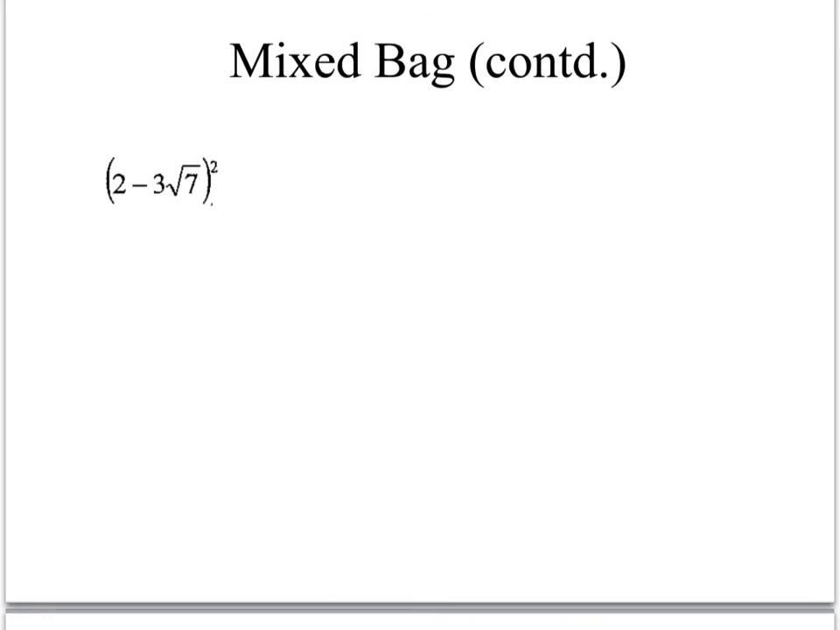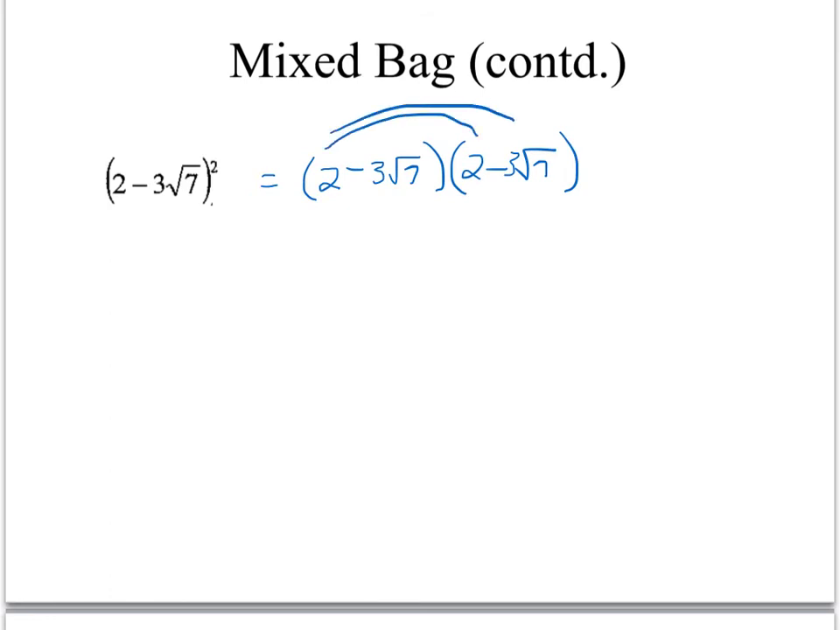Again, if you understand what the squared sign means, then this isn't that bad of a problem. It's going to take a little bit of time, but it won't be that bad. 2 minus 3 root 7 squared is the same as 2 minus 3 root 7 times 2 minus 3 root 7. Becomes a FOIL problem. We're going to start with first terms, 2 times 2, which is 4. Outer, 2 times a negative 3 root 7 is negative 6 root 7. Inner, negative 3 times 2 is another negative 6 root 7. Notice how I've put like terms together. And then negative 3 root 7 times negative 3 root 7.